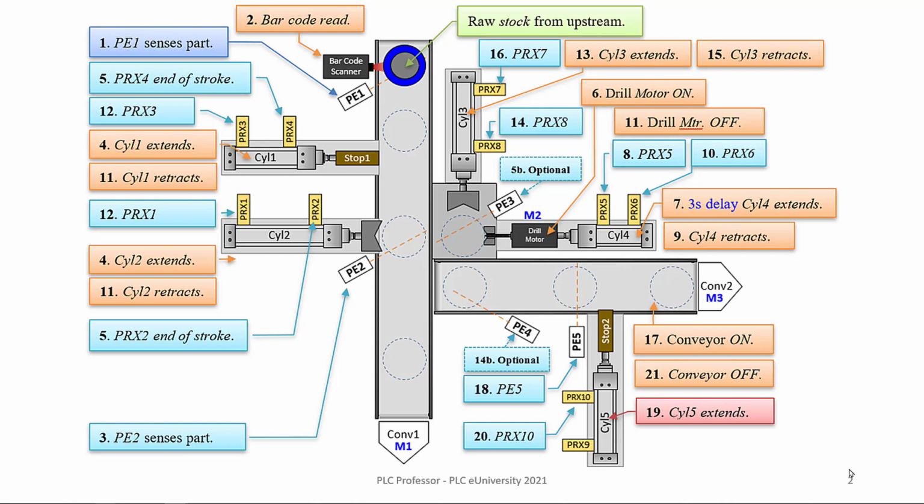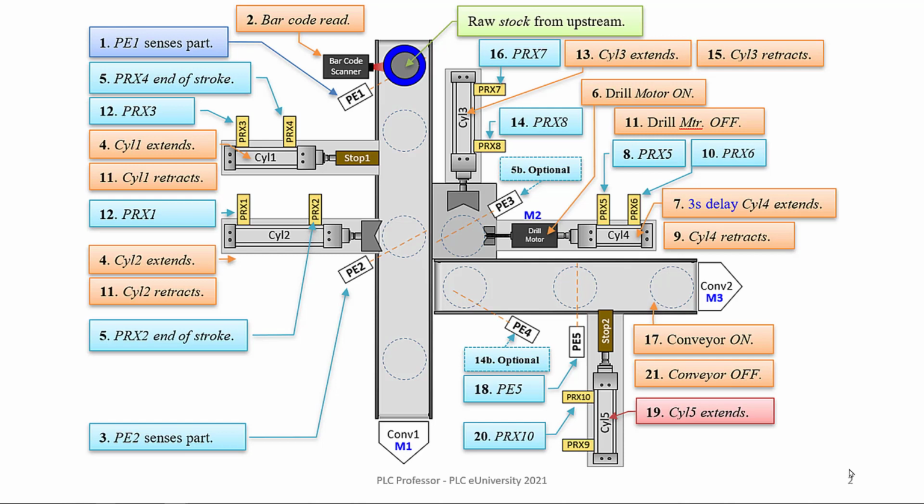Once you pull the drill bit out, then you retract cylinder 2, and then cylinder 3 extends and pushes it onto the finished product conveyor, conveyor 2. And then once it's on that belt, it can either sit there, or if it's not wanted downstream, meaning off the end of conveyor 2 to another machining station or packaging, then stop 2 may extend out, and then when the conveyor starts up and it moves it from the PE4 position to the PE5 position, then the conveyor stops.